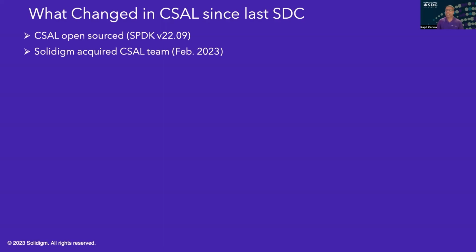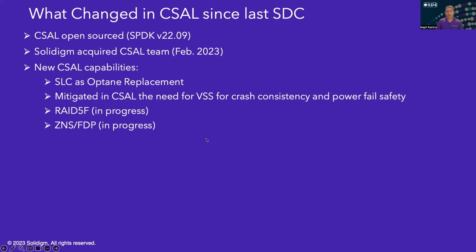And one of the first things we did when we joined Solidigm was to work on establishing the SLC product we were working on, P5810, as a replacement for Optane for O plus Q use cases. And one of the things we also did is, CSAL relied on Optane providing the VSS capability for power fail safety and consistency. Our algorithms depended on VSS capability from Optane SSDs.